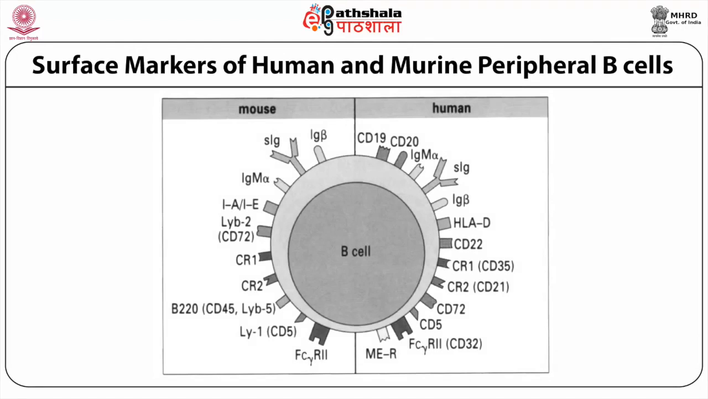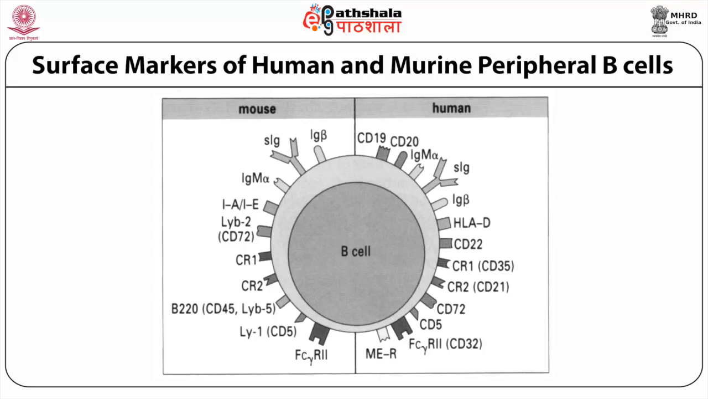The circulatory B cells in peripheral blood express IgM and IgD with identical antigen binding specificities. The B cell in intestinal mucosa has IgA instead. Again, many other surface markers are present on human and murine B cells. Some are homologous in two, some are different. The class 2 MHC antigens, of course, are most important. In mice, these are IA or IE, and in humans these are HLA DP, DQ and DR.